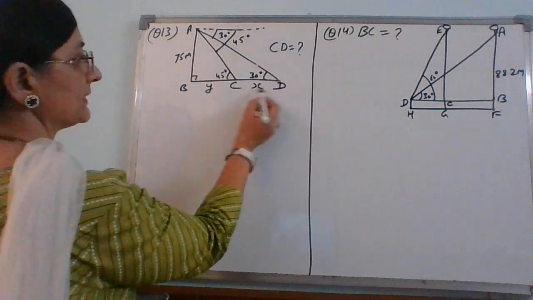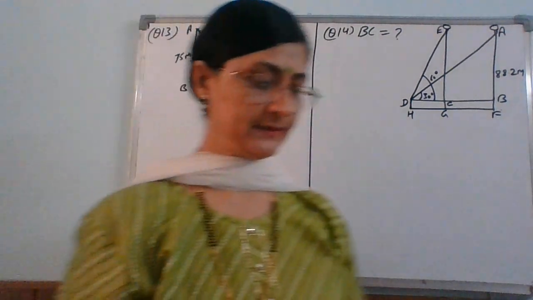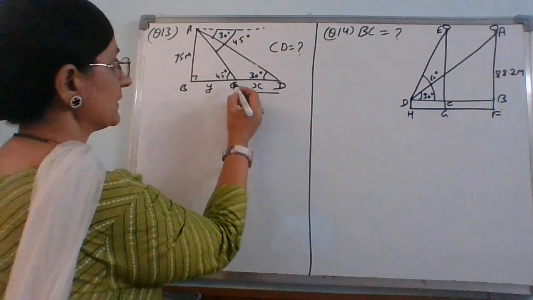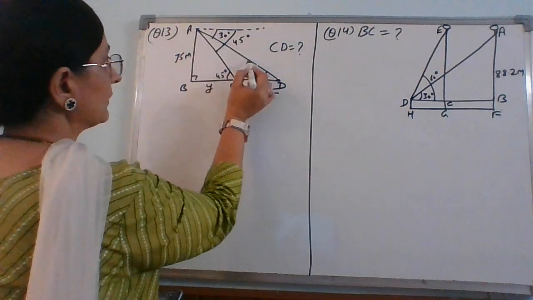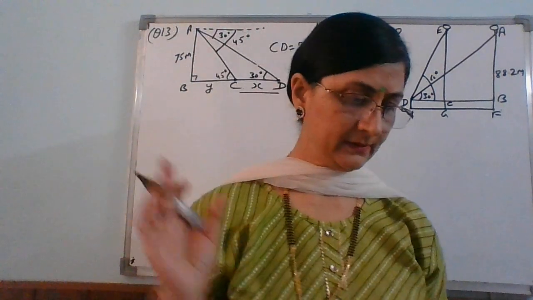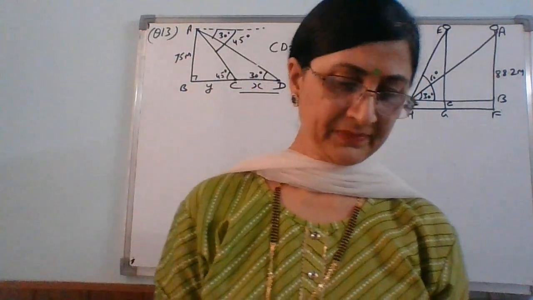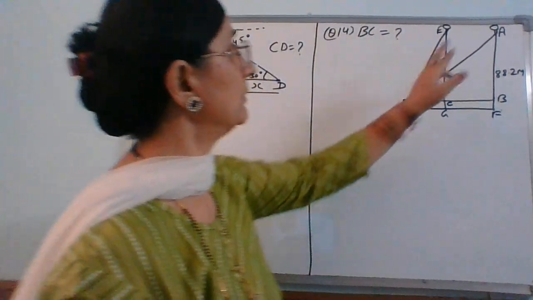Then here we have to find CD, the distance between the two ships. There are ships here, ship 1, ship 2, right? Angles of depression are formed from the height of that lighthouse, and they are 30 and 45.